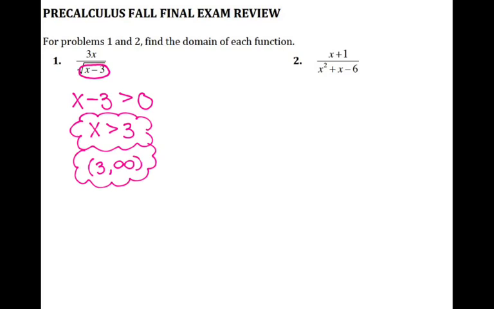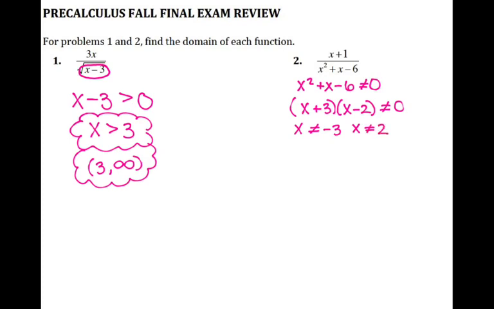For number 2, that denominator cannot equal 0. So x squared plus x minus 6 cannot equal 0. I'm going to factor this. That factors to (x plus 3)(x minus 2), and that cannot equal 0. So that means x cannot be negative 3, and x cannot be positive 2.